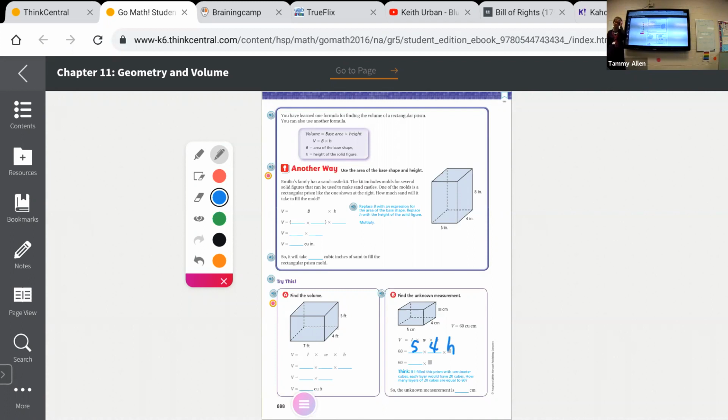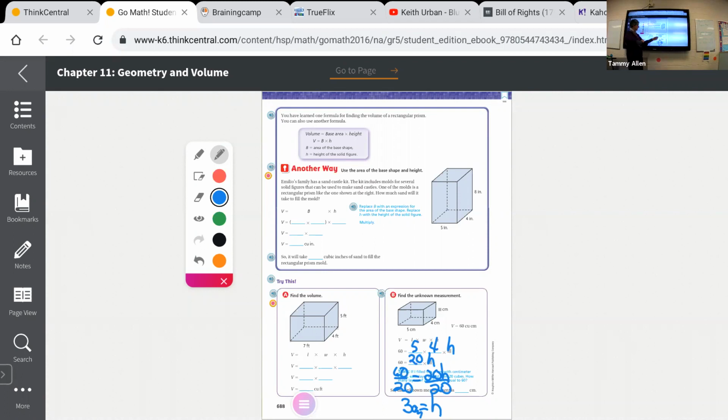Our next part is going to be 60 equals, and we need to multiply the 5 times 4, which is 20, times the height. And here's where we solve our equation. To undo multiplication, we need to do what? Division. So we would do 60 divided by 20 equals 20 times H divided by 20, because remember, whatever we do to one side, we must do to the other. And 20 divided by 20 is 1, and 1 times H is H. So we're left with H over here. And 60 divided by 20 is 3. Our label for that is going to be what? Centimeters, because it is the height, not the volume.